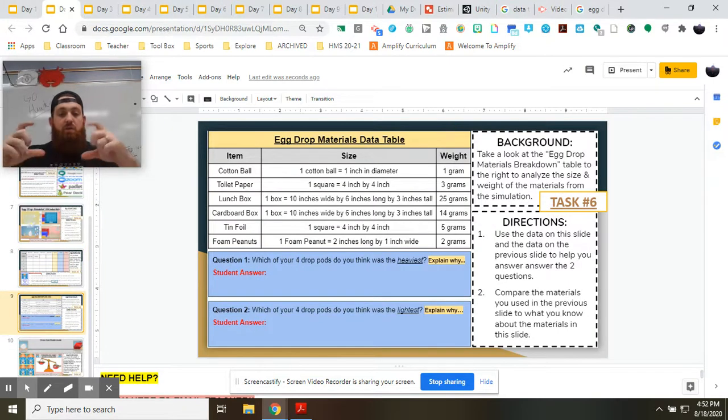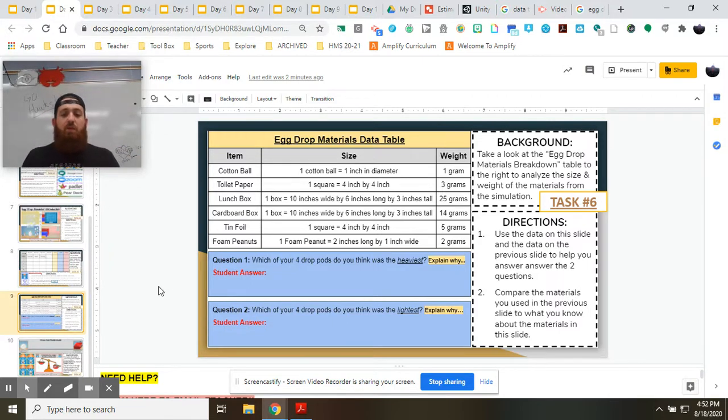At this point, you hopefully should have answered the 2 questions based on this materials data table that you looked at. If you haven't, let's take a look at it together real quickly. If you notice on the left side, we have the 6 different items or materials that we had for our egg drop. And in the middle, we have the size in which the material was when you would add it to your model. So for example, if you look at the cotton ball, every cotton ball you added was about 1 inch in diameter because it's a round sphere. And it would weigh about 1 gram.